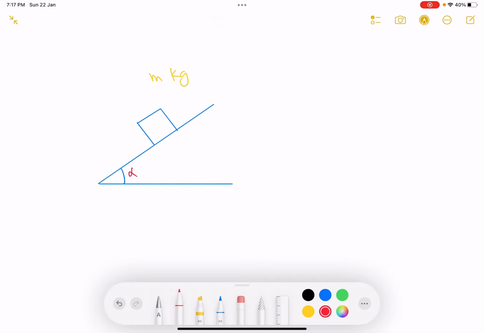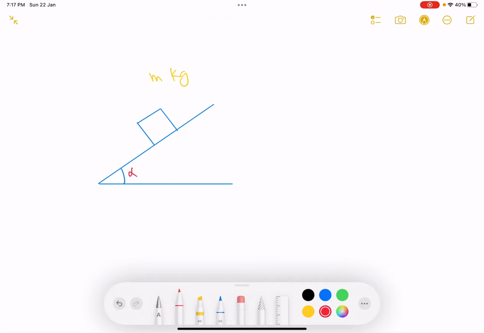Now let's show all the forces. The box has weight, and because of that weight, the weight will of course be acting downwards because the earth is pulling the block, and that is weight, gravitational force. So that is this, and this is m into g. Mass is m, so the weight will be m into g.